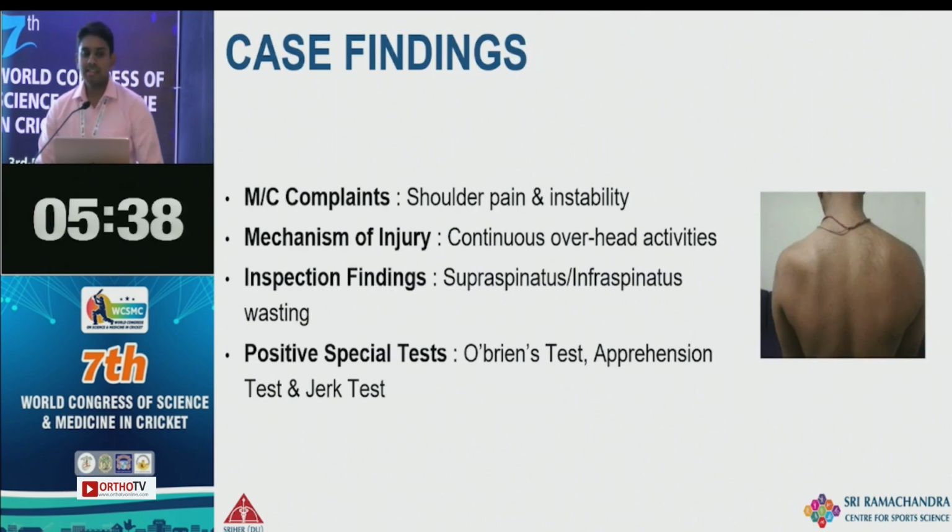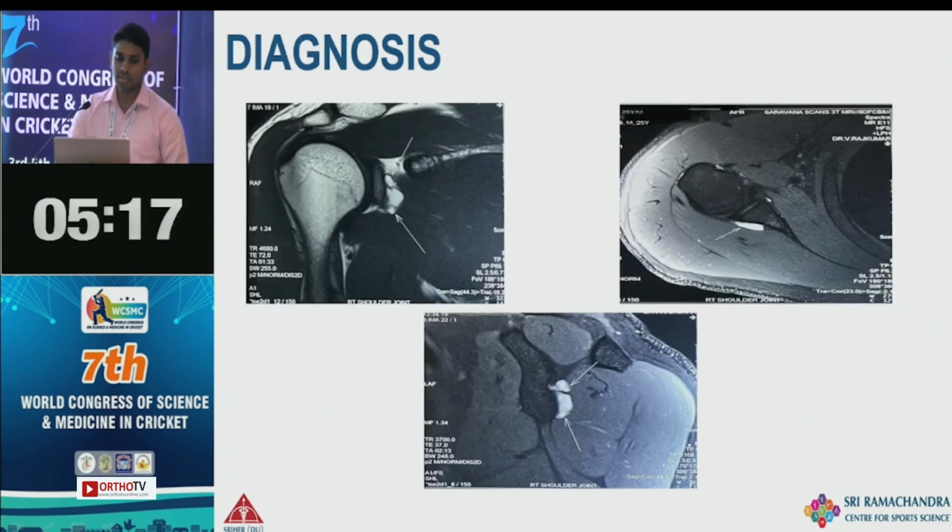So, the main case findings here: the most common complaints are shoulder pain and instability, and the mechanism of injury is usually continuous overhead activities. On inspection, we usually find supraspinatus or infraspinatus wasting. The positive special tests are O'Brien's test for SLAP tear, apprehension test for Bankart's lesion, and jerk test for posterior labral tears. So, this was the MRI of a 27-year-old.